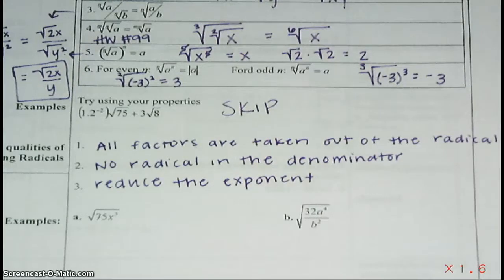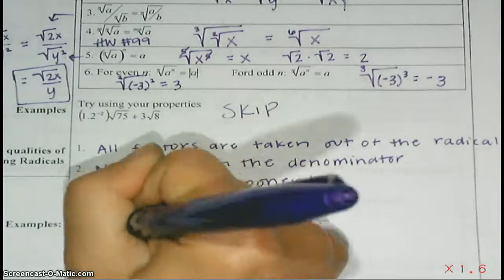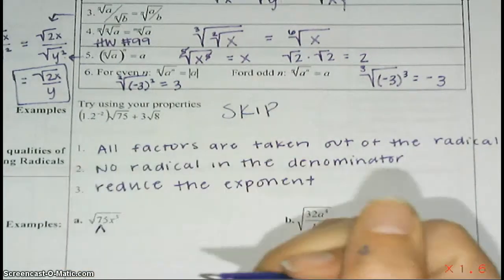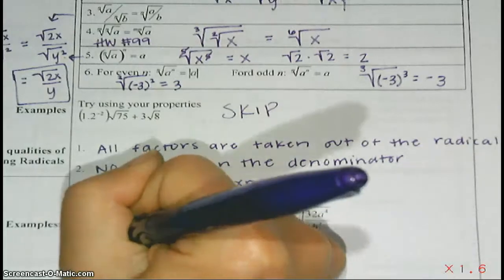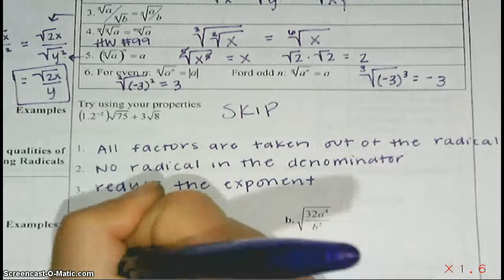So pretty much, you guys have done factor trees before, and I think that's a pretty common way of reducing your radicals. For example, if we have the square root of 75 x to the third, what we can do is take the square root of 75 and just start writing it as a factor tree. 75 is the same thing as 15 times 5, and 15 is the same thing as 5 times 3.